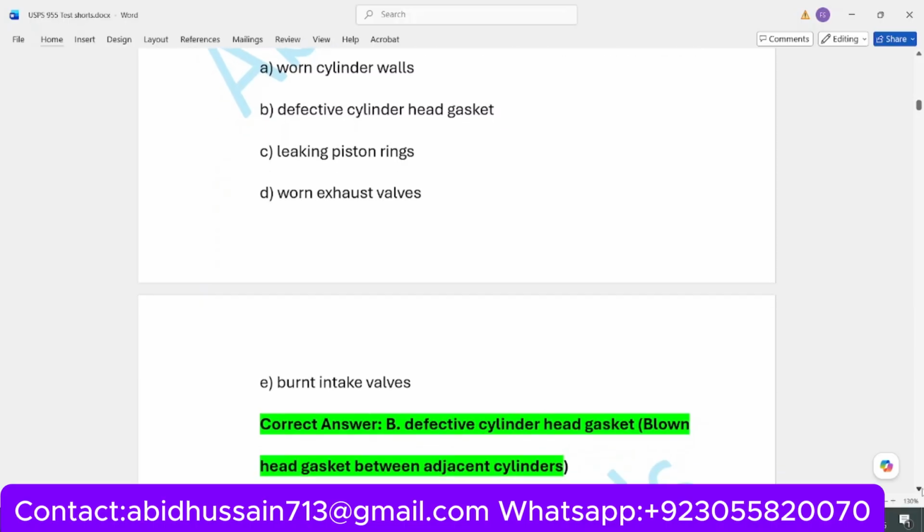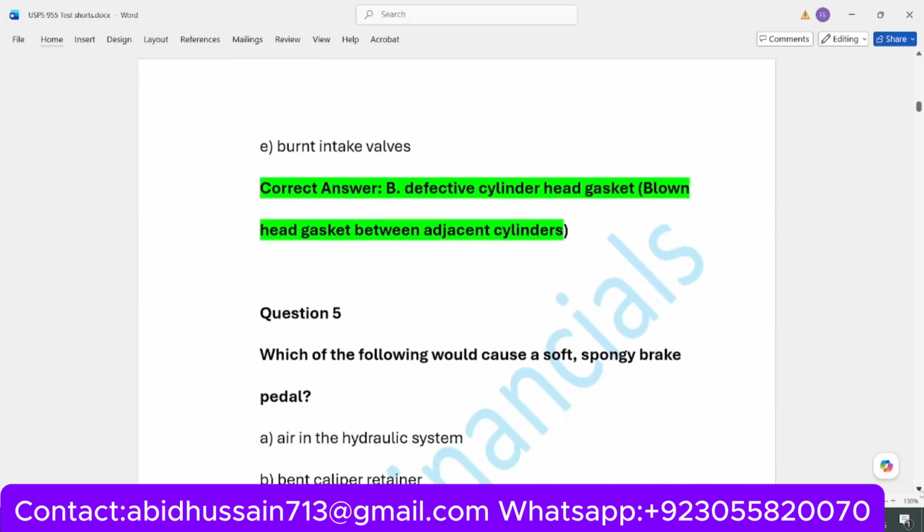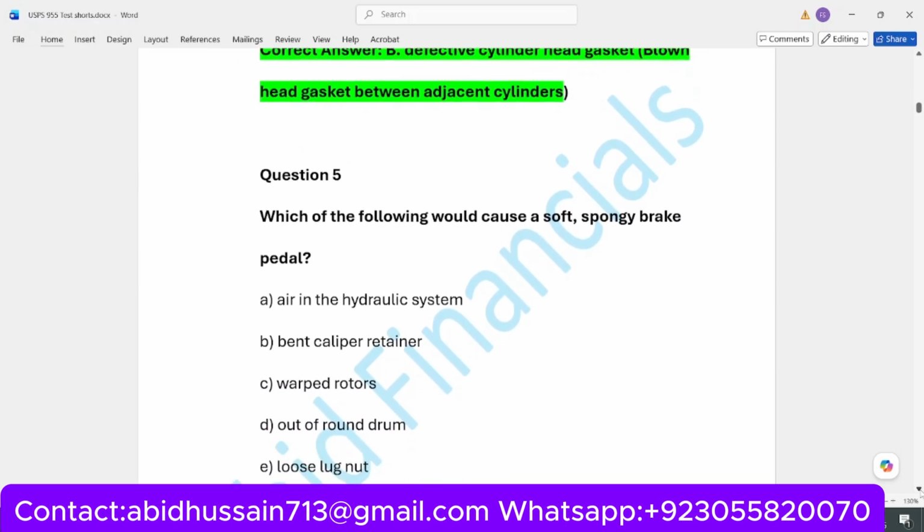Question number 5. Which of the following would cause a soft, spongy brake pedal? Option A, air in the hydraulic system. B, bent caliper retainer. C, warped rotors. D, out of round drums. E, loose lug nut. The correct answer is option A, air in the hydraulic system.